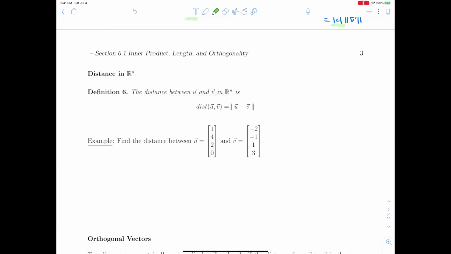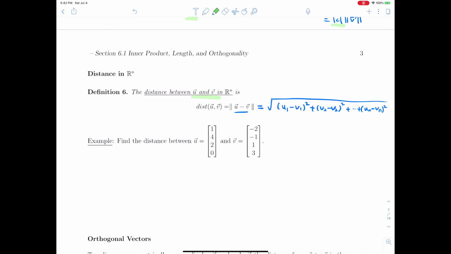The distance between two vectors in Rn is defined by the magnitude of u minus v. If you expand this to each entry, then this equals the square root of the sum of squares of each entry. So this gives you u1 minus v1 squared plus u2 minus v2 squared, and so on, plus un minus vn squared. So this again generalizes the distance formula in R2 or R3.